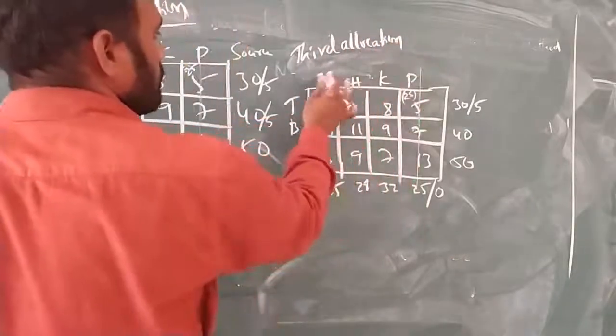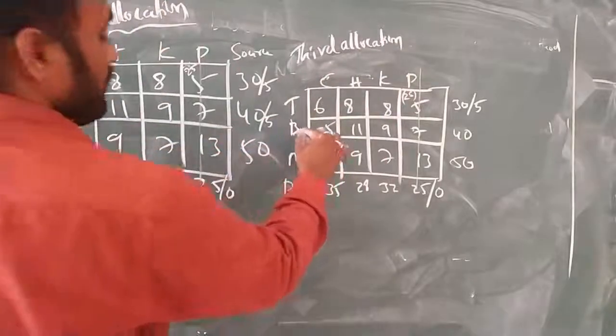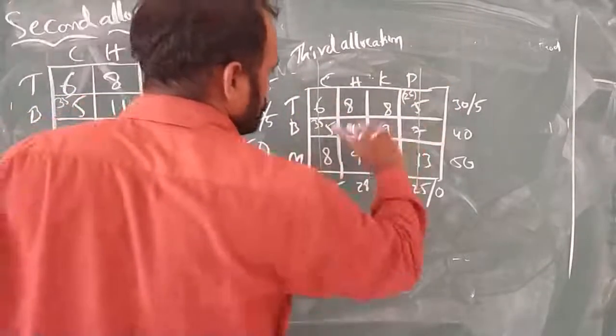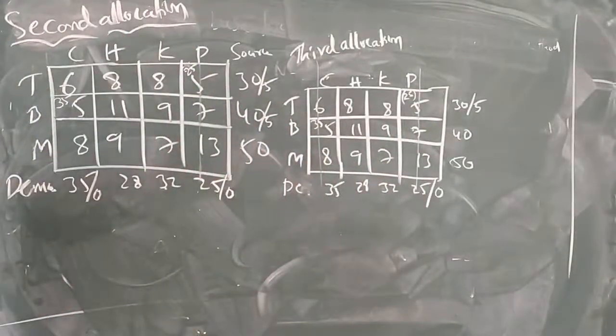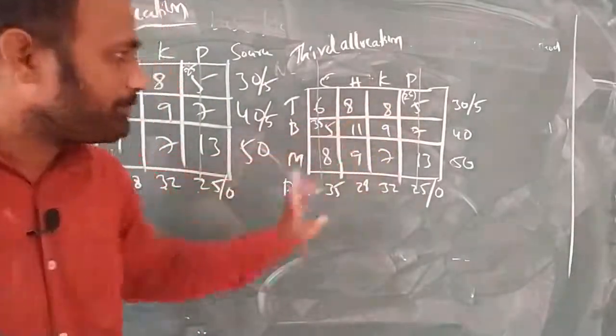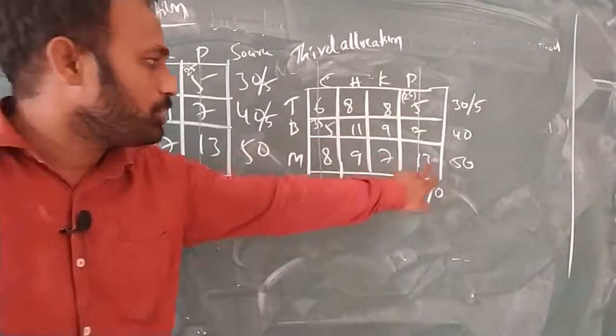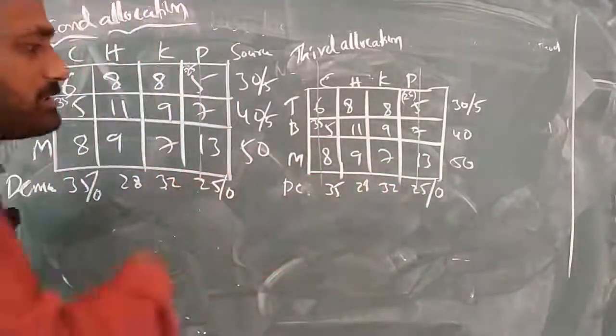So in the third allocation, we have already defined 35, and we are very sure that these two got cancelled. Now we are left with only these values. So 8 is the smallest value, 7 is the smallest value. Only one value is there, so we can directly say.